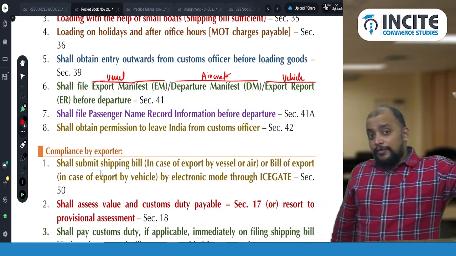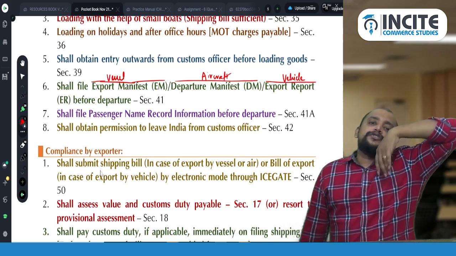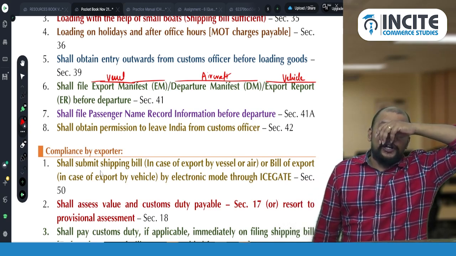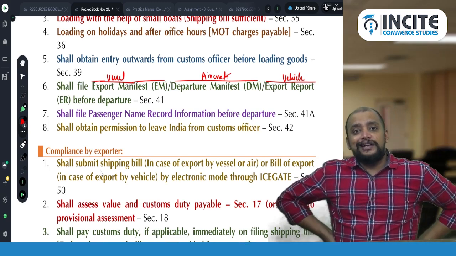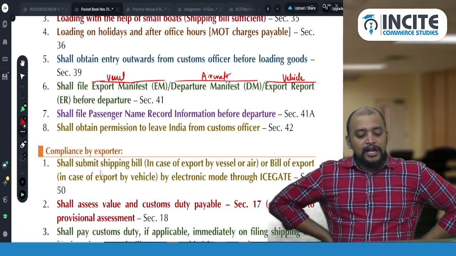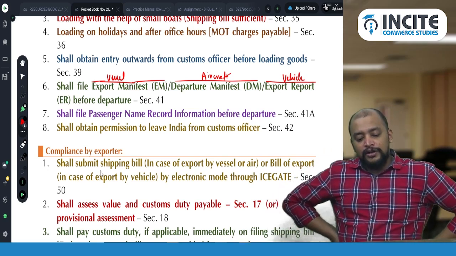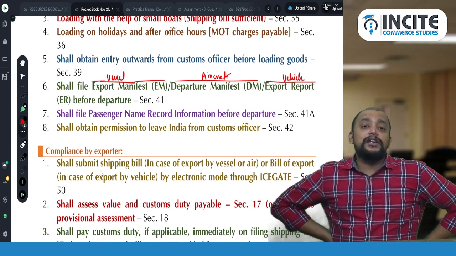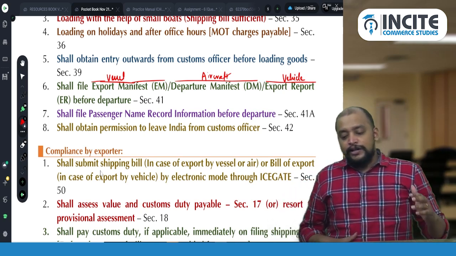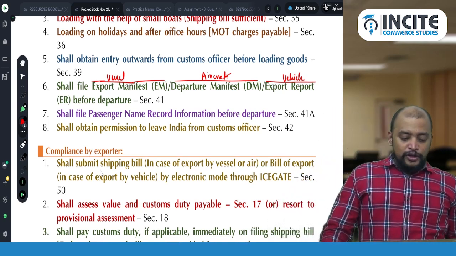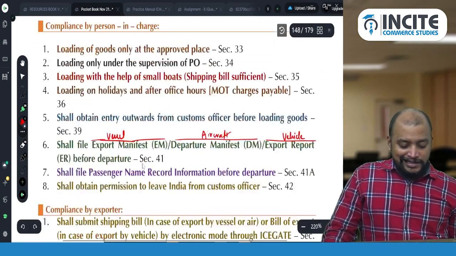At the time of import also they need to submit. So at export also they need to submit, along with the manifest, the passenger name record information. And they will obtain permission to leave India from the customs officer. Okay. So these are the compliances to be followed by the person in charge here.